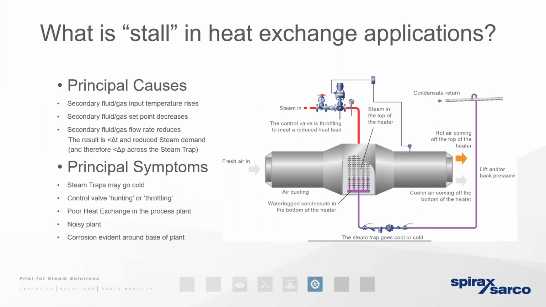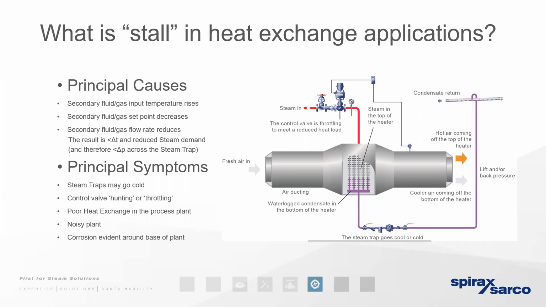We need to use the steam pressure to push that condensate away. But in the heat exchanger presentation we went through before Christmas, we also mentioned that it's more efficient if we can condense the steam at the lowest possible pressure. So it could well be that we're condensing the steam at, let's say, 1 bar gauge pressure.